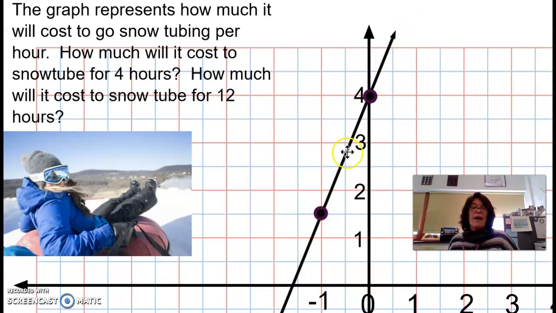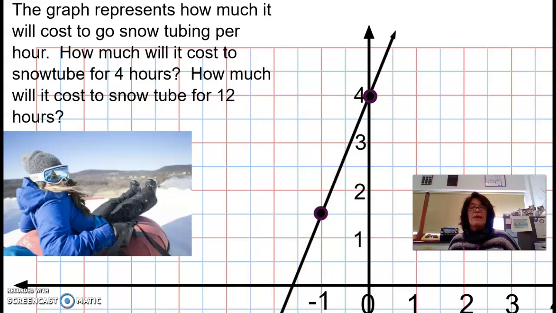Well, all I have is this graph, and it just doesn't go far enough for me. I can't even see after 1 hour what it's going to cost, because whoever made this graph, it's not representing what I want it to. So if I had a bigger piece of paper, I guess I could extend it and see where that would go. But if I had the equation of the graph, then I could just simply fill in the number of hours I snow tubed, and off would come the answer.